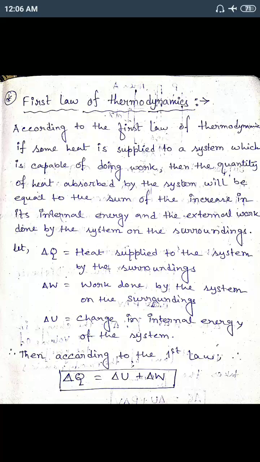Whatever quantity of heat is absorbed by the system is equal to the sum of two parts: one part increases its internal energy, meaning molecular kinetic energy plus molecular potential energy, and the other part does external work by the system on the surroundings.